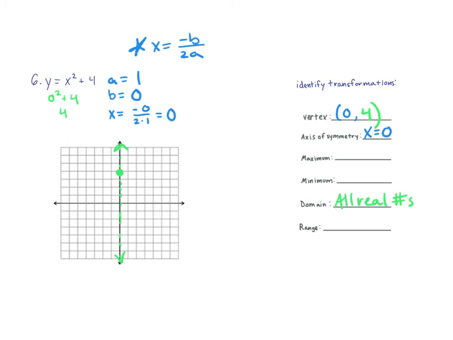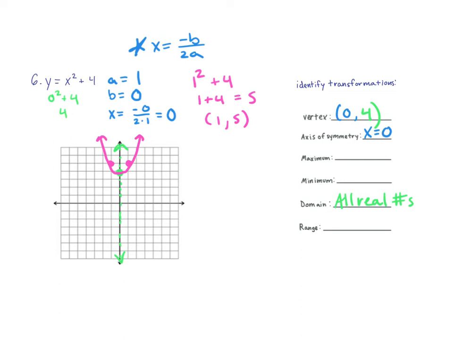Axis of symmetry is 0. 1 is super close. So we have 1 squared plus 4. What's 1 squared? 1. And what's 1 plus 4? 5. So we plugged in 1 and got 5. So we go to our graph. We go to right 1 and up 5. Where's our third point going to be? Opposite. Same thing on the opposite side. And we can draw our parabola.